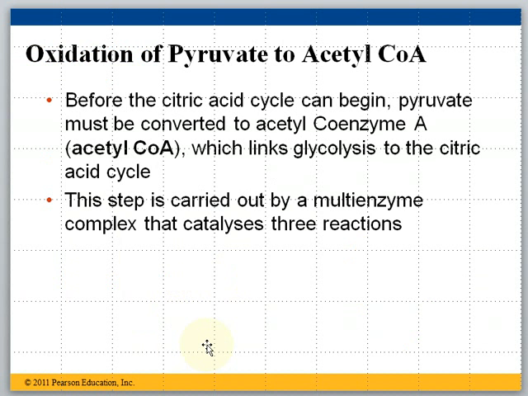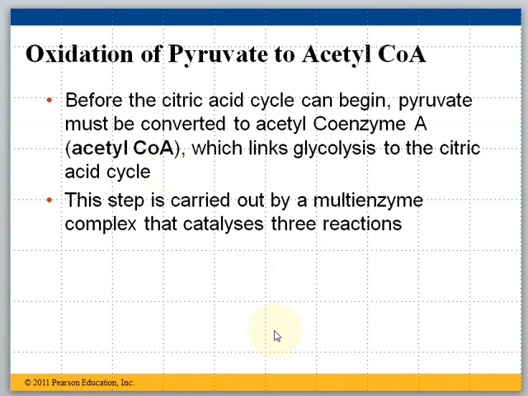So we have those pyruvate molecules coming into the mitochondria. Before the citric acid cycle can start, that pyruvate has to be transformed into something else. It's converted into what's called acetyl coenzyme A. Oftentimes you'll see it just as acetyl CoA, the nickname or shortened version. And this is basically what connects step 1, glycolysis, with step 2, the citric acid cycle.